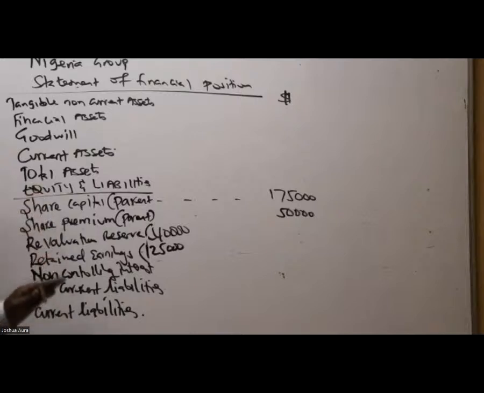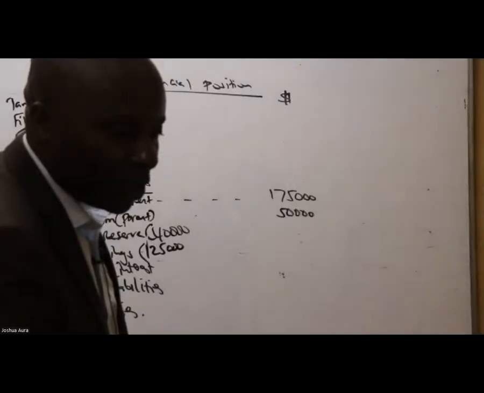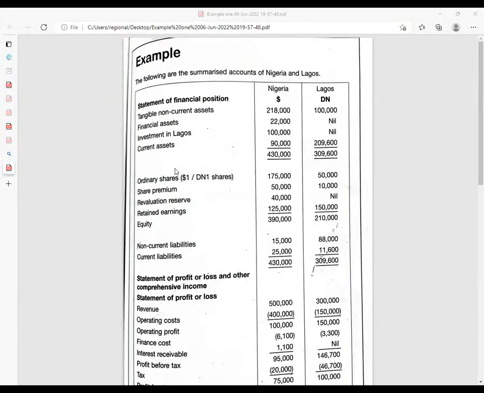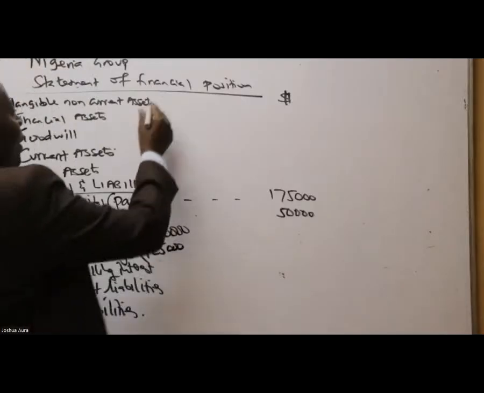That is very good. The moment you write like this, you'll end up getting so many marks without even knowing what you are doing. So we start with the first thing here, which is the tangible non-current assets. I can see Nigeria as 218,000 and Lagos as 100,000. So please combine the two, because consolidation is all about adding.